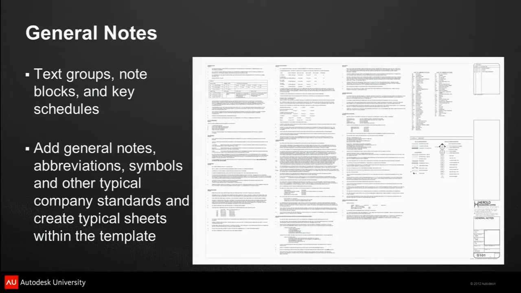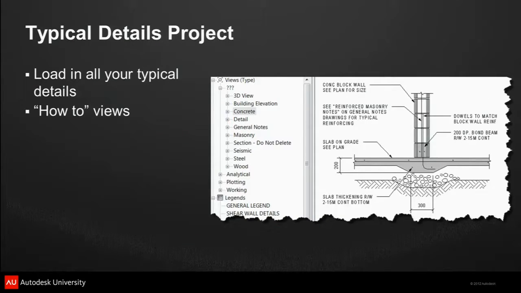General notes. It doesn't matter how you got them together. Text group, note blocks, key schedules. Make a 2D view in your typical details project that you can export. Typical details project. Again, this is just a clip of the views by material.